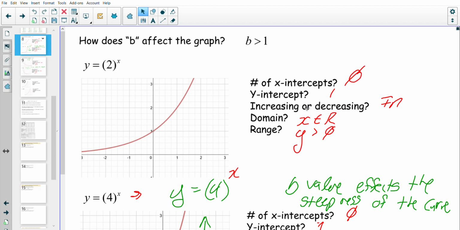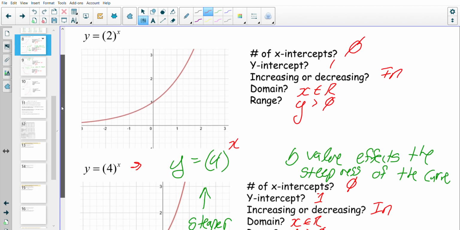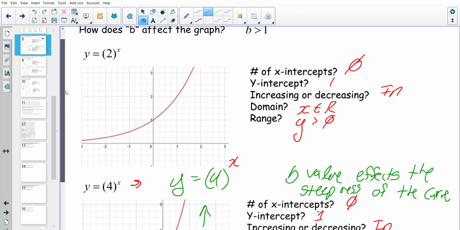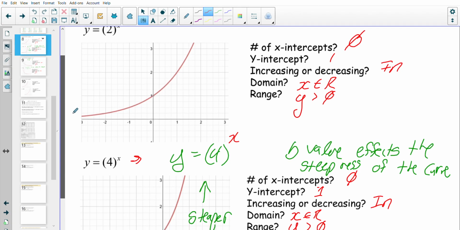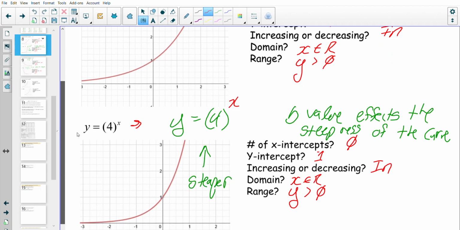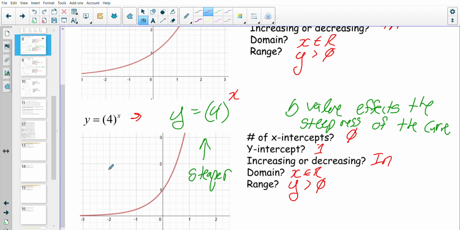There we go. So last time we talked about how b affects our exponential graph. We took a look at two examples, y equals 2 to the exponent x and y equals 4 to the exponent x. In each example, our number of x-intercepts, y-intercepts, our range, our increasing or decreasing, and our domain were all the same. What the b value affected was the steepness of the curve.